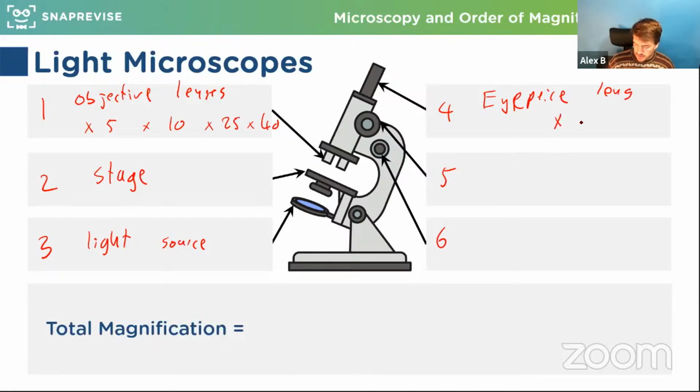These are normally times 10 magnification. And then we've got our two focusing dials. This is the coarse focus, for moving large amounts. And then we've got our fine focusing dial.